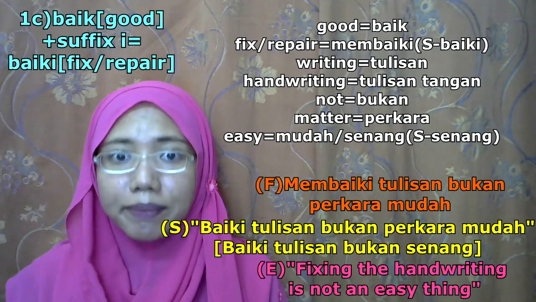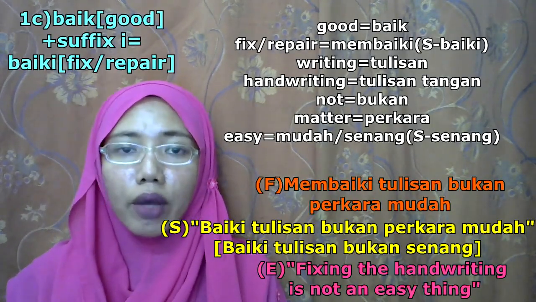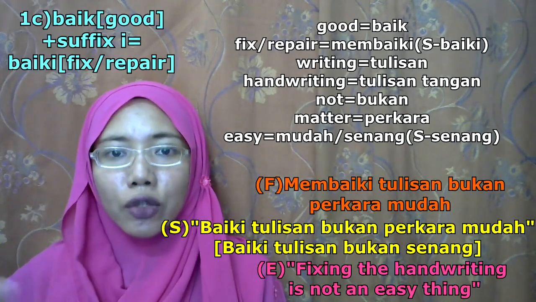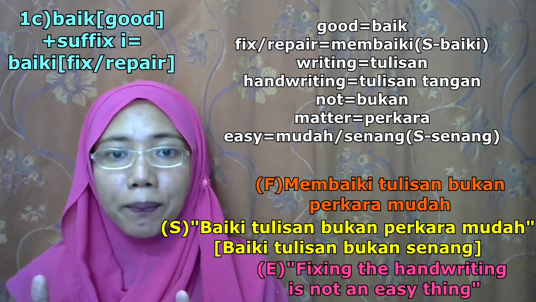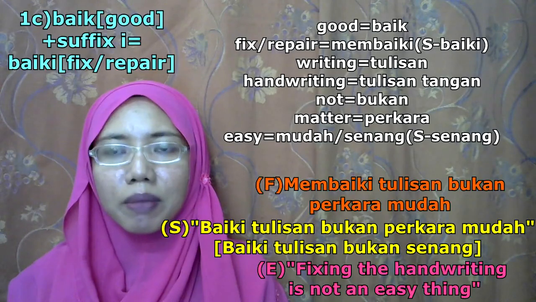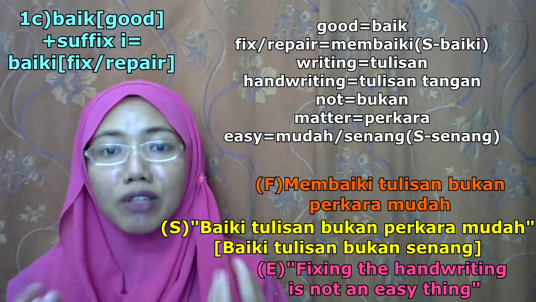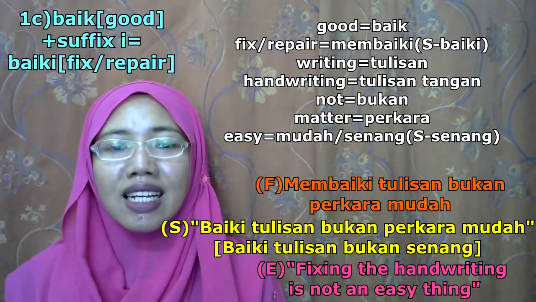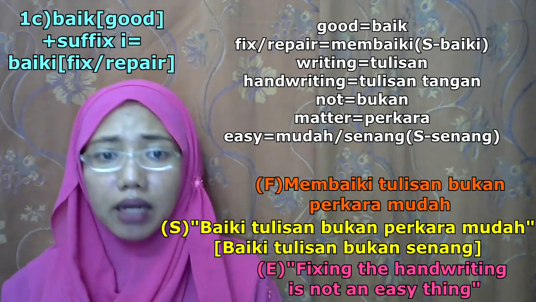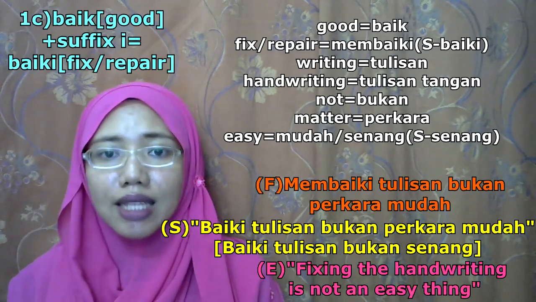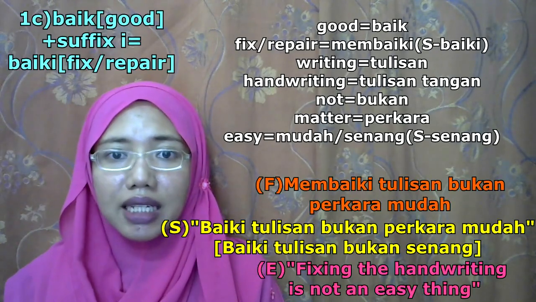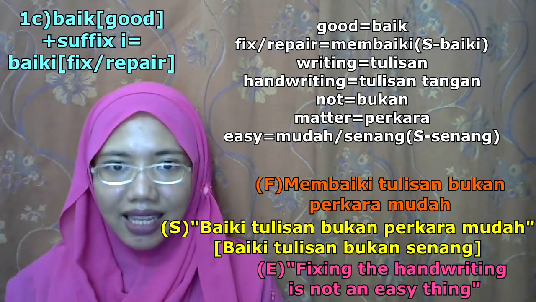Okay, next word, baik is good. And then you add suffix E, becomes baiki. So baiki is fix. This baiki, we use it in everyday conversation, even nowadays. In normal, informal, regular conversation, we use the word baiki for fixing things. So I give an example here. Baiki tulisan bukan perkara mudah. So in English it means fixing the handwriting is not an easy thing.